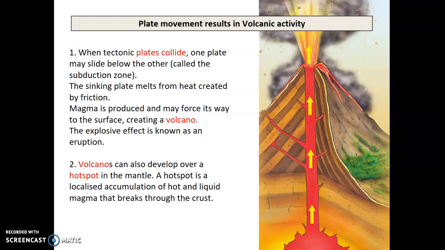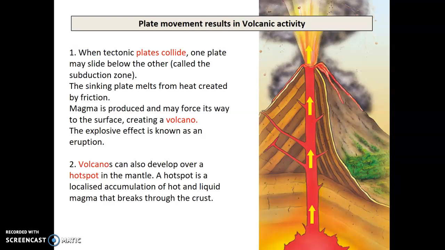When that happens, the sinking plate melts from the heat and the friction. And the melting rock then turns into magma, and when there is a lot of magma, it might force its way to the surface through the cracks in the crust, and that then causes a volcano. And when a volcano explodes, we call that an eruption.